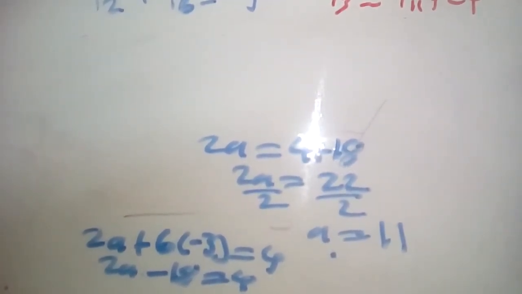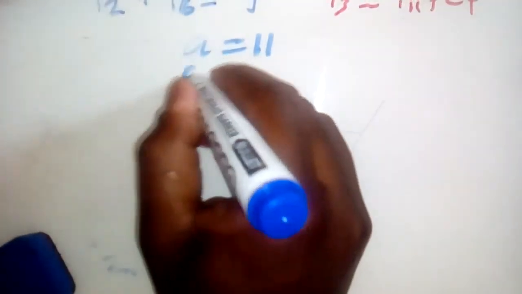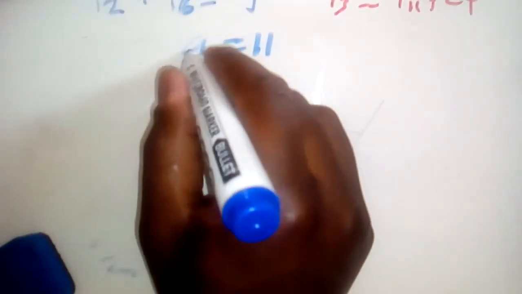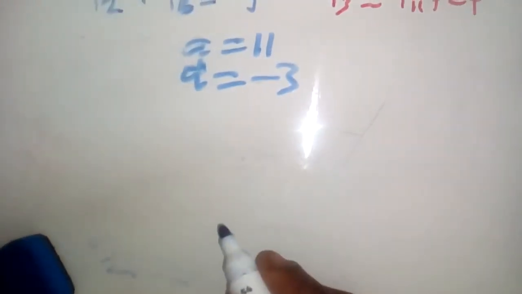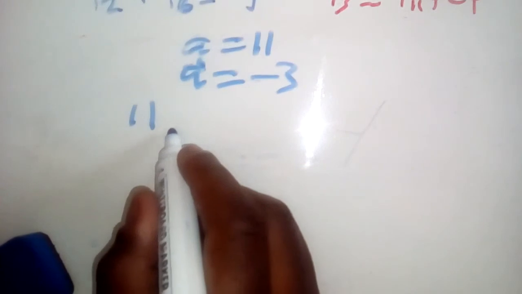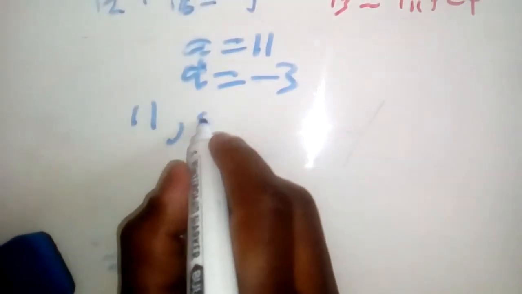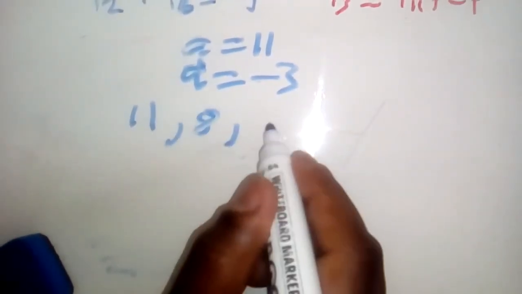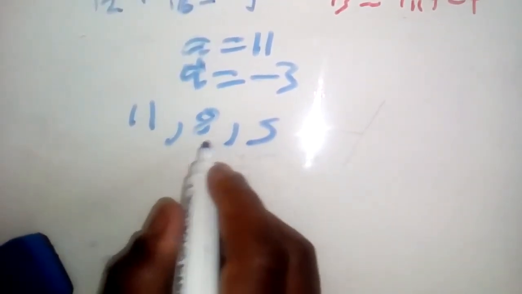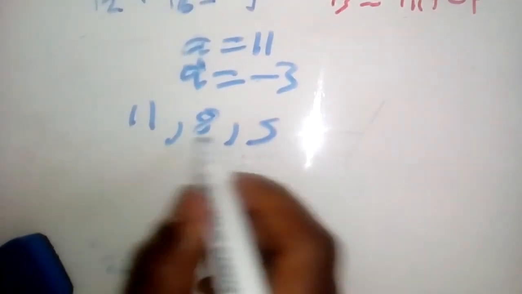So our a is 11, our d is negative 3. Our a represents the first term. So how do we get our first three terms? a is already our first term, so our first term is 11. And then our d is minus 3, so 11 minus 3 is 8. And then 8 minus 3 is 5, because our difference is negative 3. So when we add minus 3, we'll get our first three terms.